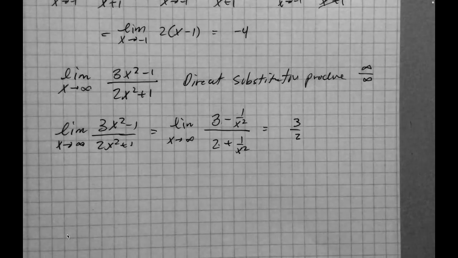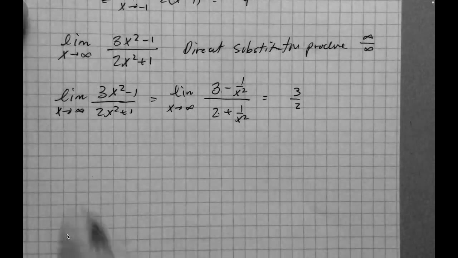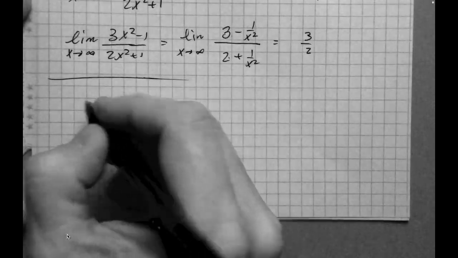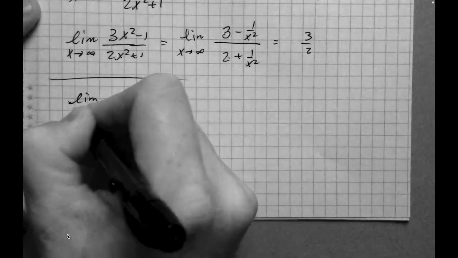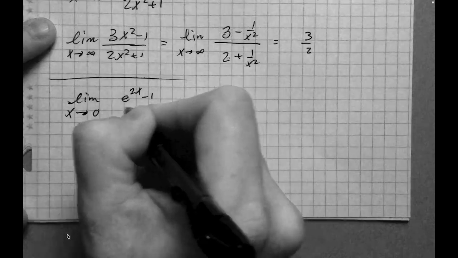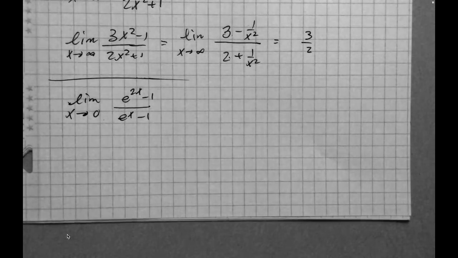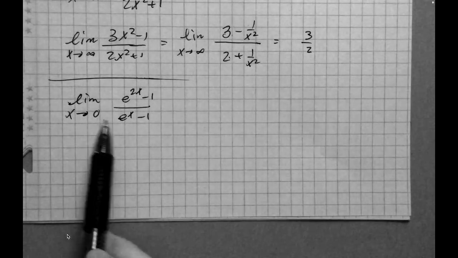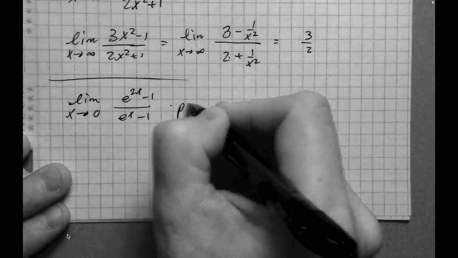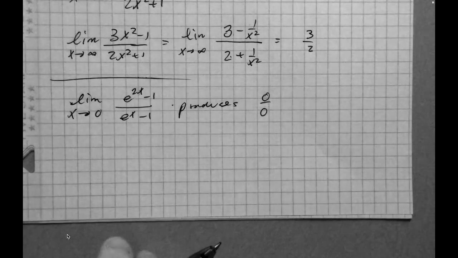But occasionally we can use this on functions that are transcendental, like for example this one. Consider the limit as x approaches 0 of e to the 2x minus 1 over e to the x minus 1. Okay. So in this case, if x is approaching 0, then basically these terms are going to be zeroed out, and this would produce 0 over 0, right, using direct substitution.